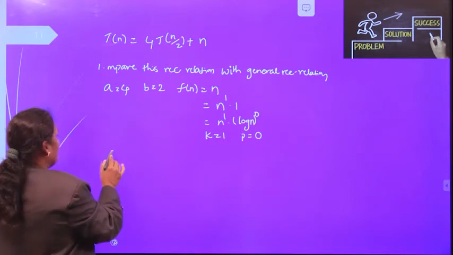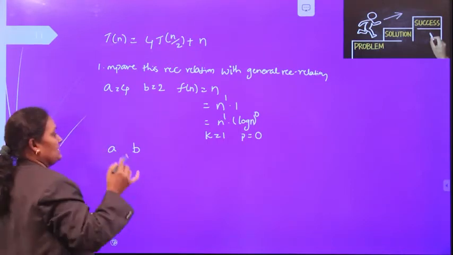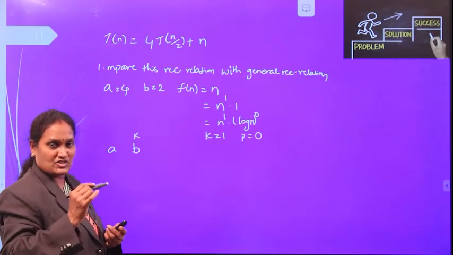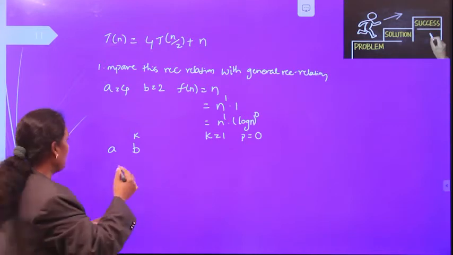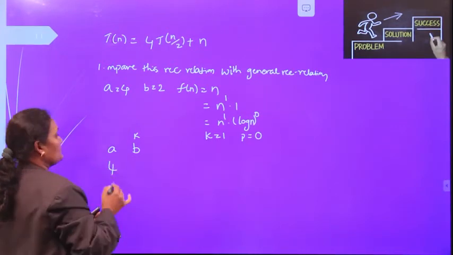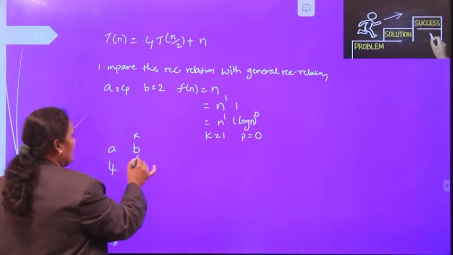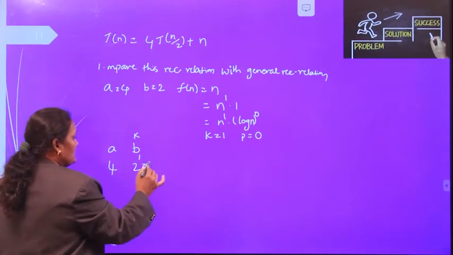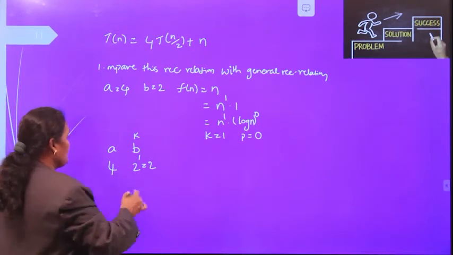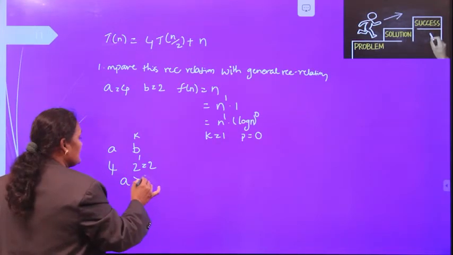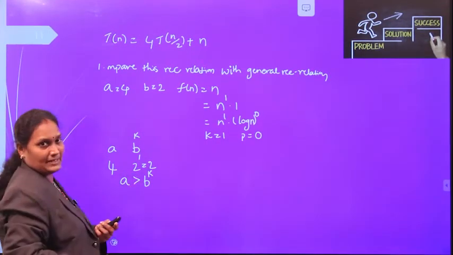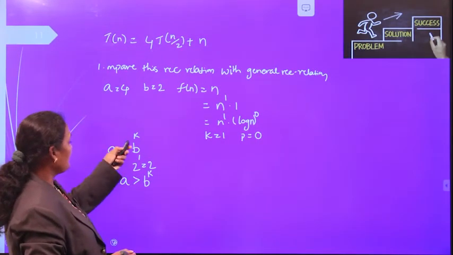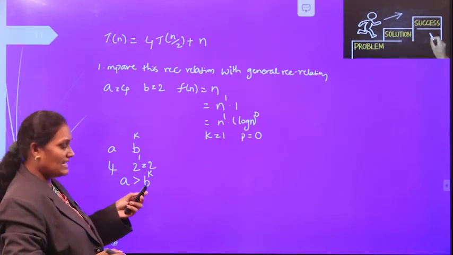Now we need to compare a and b power k. Here we have three cases, depending on the comparison of a and b power k. Here a value is 4, b value is 2 and k value is 1. So b power k is 2 power 1, which is equal to 2. Now what is the relation between these two? Since a value is 4 and b power k value is 2, a is greater than b power k.